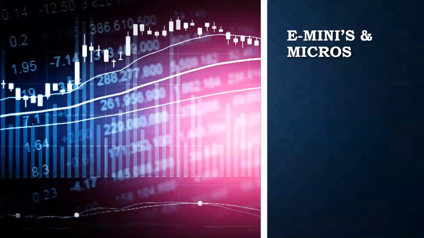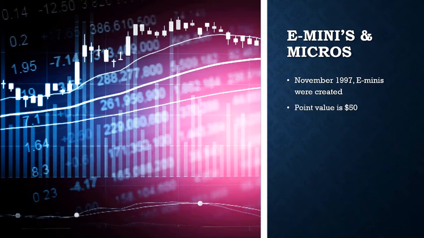So let's look at the E-minis and micros. In November 1997, E-minis were also created. Point value is $50 a point. The tick size is 0.25. That was another thing I didn't really like, because it seems like you could get better fills at 0.1 instead of 0.25. And so initially when the E-minis came out, kind of like the crude oil contract, the big contract trades at 0.1 while the QM trades at 0.25.